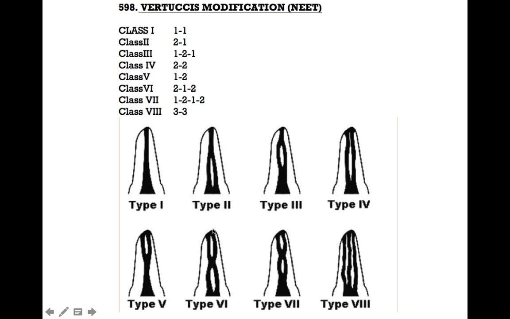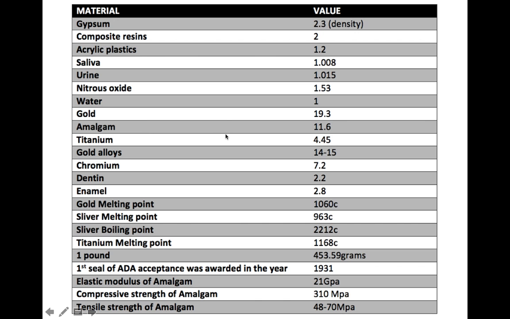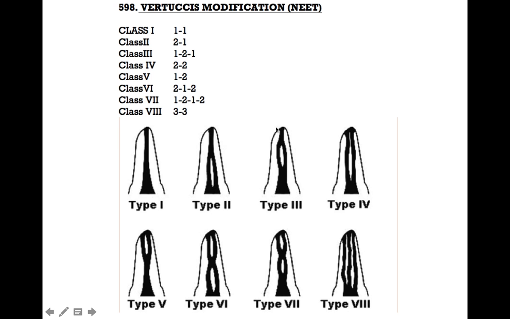Okay, I hope you're very clear. That is, class 6 is 2-1-2, starts as 2, becomes 1, again becomes 2. Class 7 is 1-2-1-2, that is starts as 1, bifurcates into 2, united to form 1 and bifurcates into 2. Class 8 is 3-3, starts as 3 and ends as 3. A very simple technique: classes 1, 2, 3 end with 1, whereas class 4, class 5, class 6, class 7 end as 2. Class 8 is 3-3. Hope it's very clear.